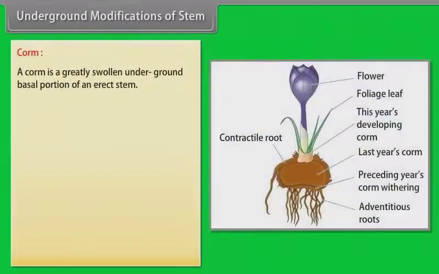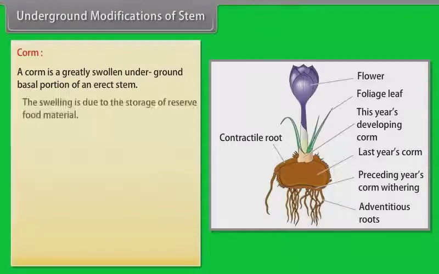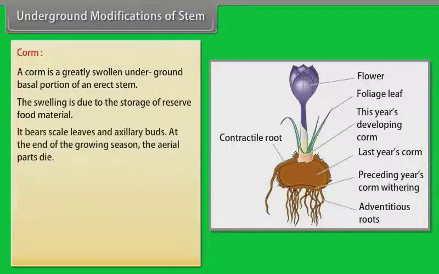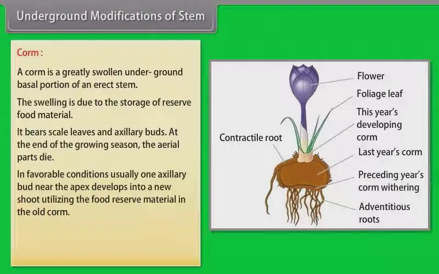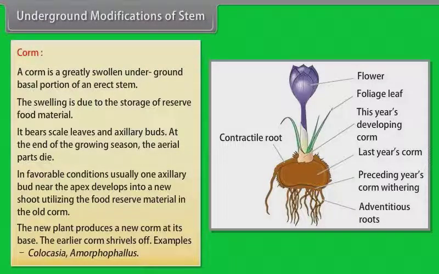Corm. A corm is a greatly swollen underground basal portion of an erect stem. The swelling is due to the storage of reserve food material. It bears scale leaves and axillary buds. At the end of the growing season, the aerial parts die. In favorable conditions, usually one axillary bud near the apex develops into a new shoot utilizing the food reserve material in the old corm. The new plant produces a new corm at its base. The earlier corm shrivels off. Examples, Colocasia, Amorphophallus.